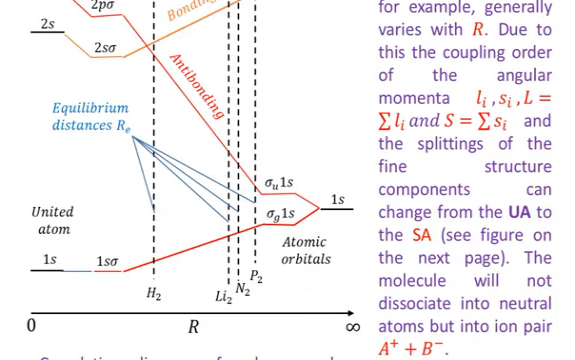Here I have shown the distance r, which is the nuclear separation distance between the two nuclei. In the united atom, r is very, very small, approaching 0. And for the separated atomic orbitals, the value of r is very large, nearly infinity. In between them I have shown the hydrogen molecule, lithium molecule, N2 molecule, and P2 molecule by the dotted vertical curves.